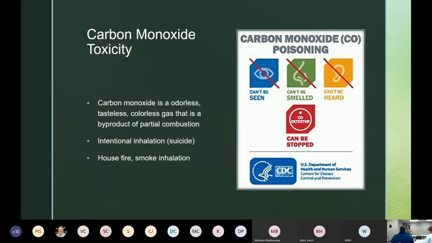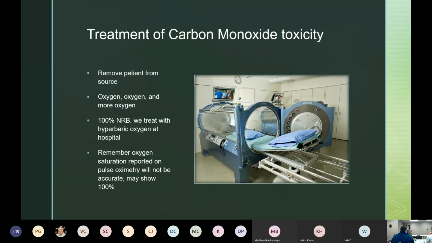So the treatment for this is, of course, get them out of the setting that's providing them carbon monoxide, whether it's a suicide attempt or they're in a garage, as the classic presentation. Just get them out of that as quickly as possible. And then oxygen, and more oxygen, is the treatment. Basically slap a non-rebreather on these patients, 100% oxygen all the way to the hospital. And that's mostly the treatment for these. Even when they get to the ER, we'll keep them on 100% oxygen.